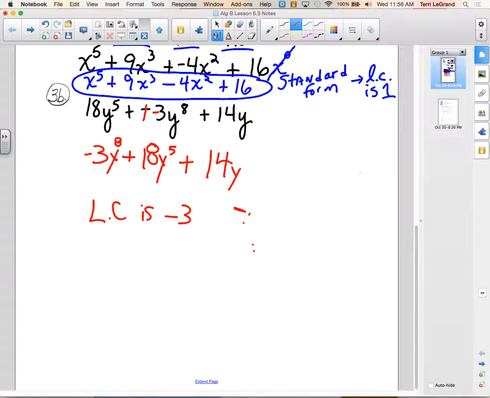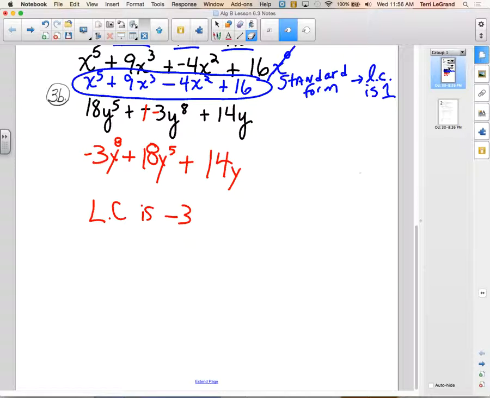Okay, thank you. Okay, look up and see if you agree with JC. Do we all have that as our polynomial in standard form? And the leading coefficient is -3, she says. Do we agree? Yes. She's right. So if you don't agree with her, you better change your notes.